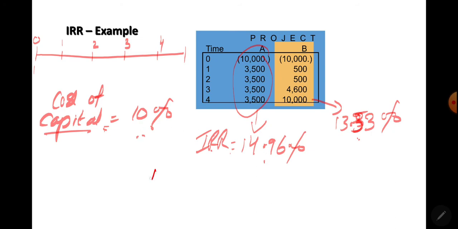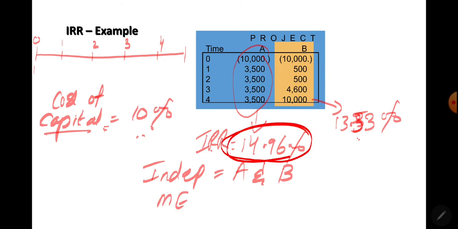So if it's independent, A and B both can be selected, but if it's mutually exclusive, then the one with the higher internal rate of return will be accepted. So project A will be accepted in that case.